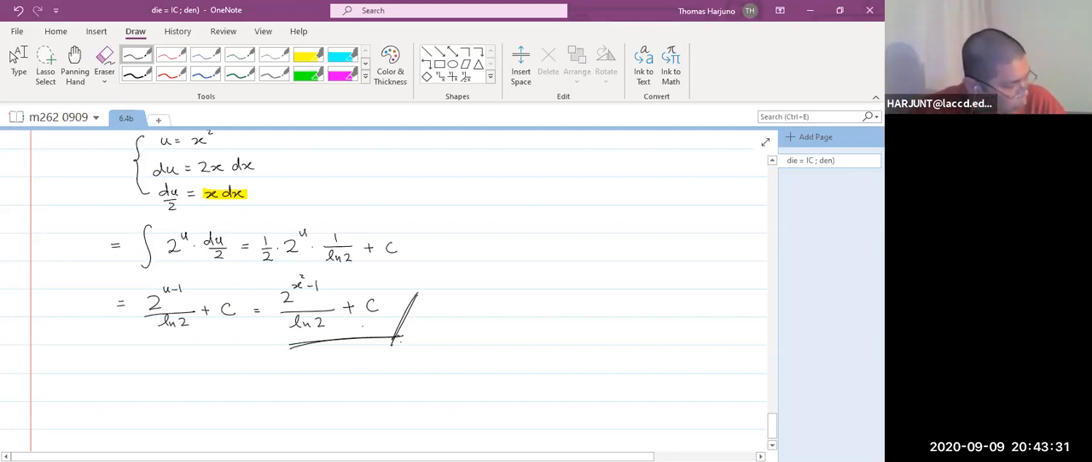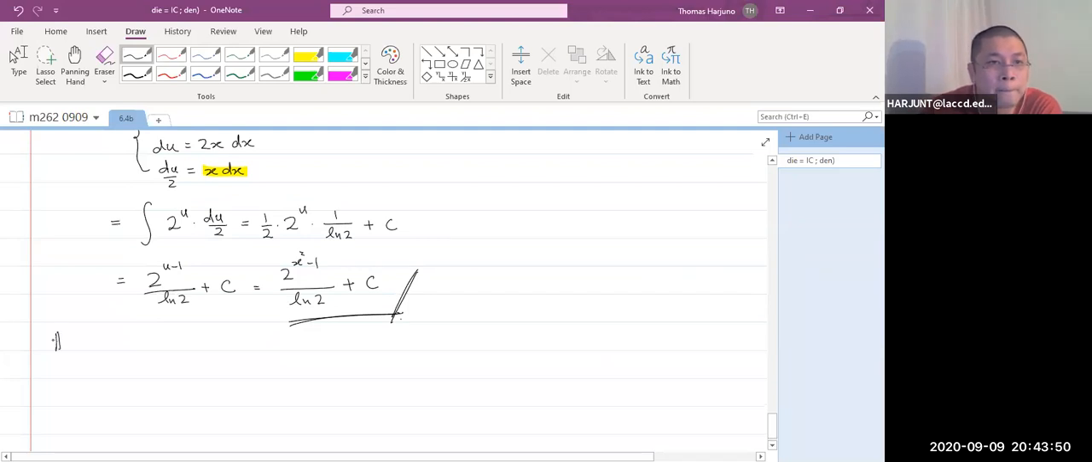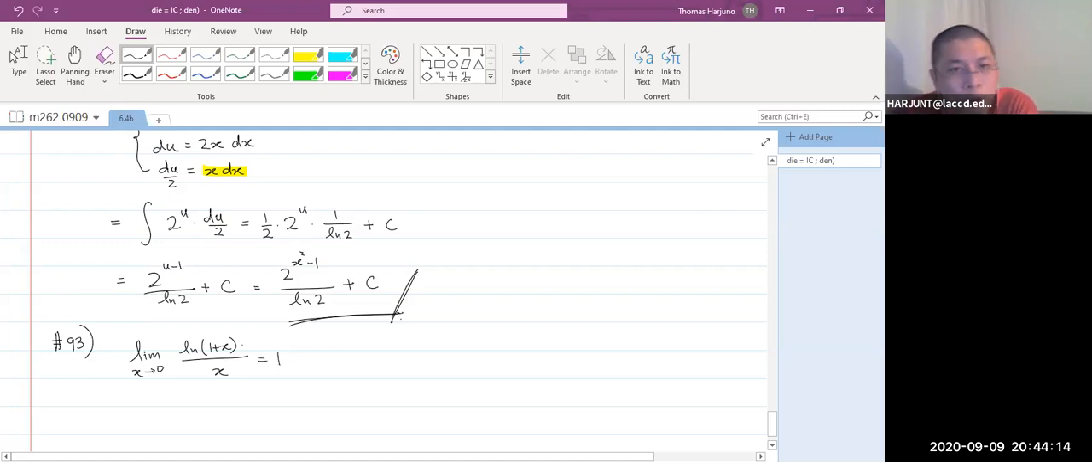Okay, so I'm pretty much done with this section. But there are two questions, the last two questions of this section, that are actually very interesting. Number 93. Show that the limit as x approaches 0 of natural log of 1 plus x over x is equal to 1. And somebody suddenly says, Thomas, I do L'Hopital's rule. We have not learned L'Hopital's rule, so we cannot use it in the proof. And they give us a hint there: use the definition of derivative.